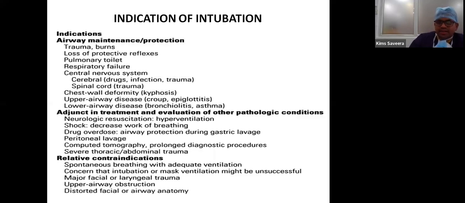And the adjuvants in treatment and evaluation of pathological conditions like neurological resuscitation, where hyperventilation is used, and shock, to decrease work of breathing. In any drug overdosage, for airway protection and gastric lavage. And in CT and MRI, where the patient is not cooperative and we want to secure the airway because of low GCS. And relative contraindications are spontaneous breathing with adequate ventilation, concern that intubation and mask ventilation might be unsuccessful, and major facial and laryngeal trauma, and upper airway obstructions.